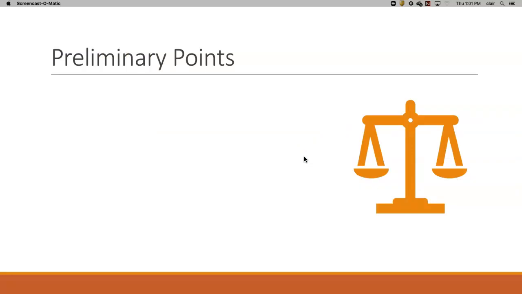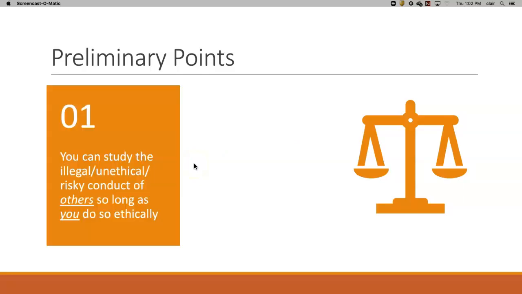All right, now let's talk about a couple of preliminary points in terms of ethical considerations one must make when conducting sociological research. The first one is that you as a researcher are allowed to study illegal, unethical, or risky conduct of others, so long as you are upholding your ethical principles and obligations. So you can study people, quote unquote, doing bad things as long as you are doing the right things, or you're not acting in an unethical way.